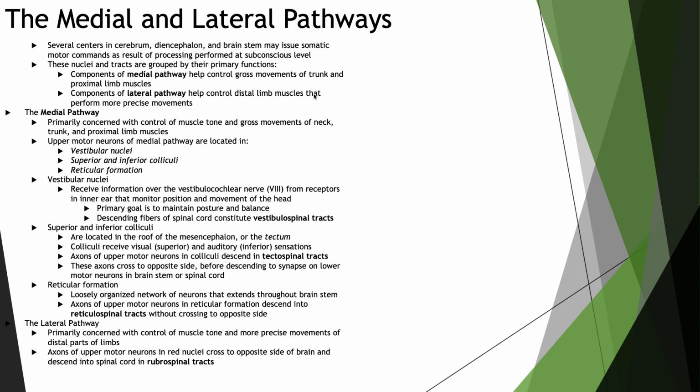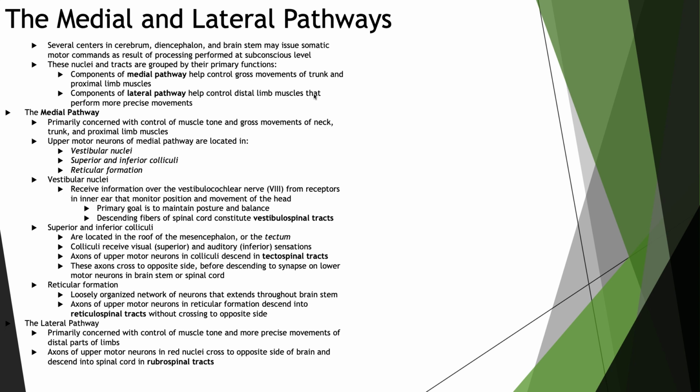The vestibular nuclei, located at the border of the pons and the medulla, receive information over the vestibulocochlear nerve. This nerve has receptors in the internal ear that monitor the position and the movement of the head. These nuclei respond to changes in the orientation of the head, sending motor commands that alter the muscle tone, extension, and position of the neck, the eyes, the head, and the limbs. The primary goal is to maintain posture and balance. The descending fibers in the spinal cord constitute the vestibulospinal tracts.